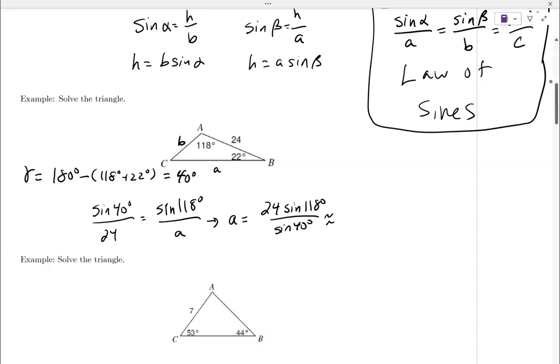Again, this is important: make sure your calculator's in degree mode. All of these problems with solving triangles will ask you to do it in degrees. What do you get? It won't be degrees, it'll be the length of a side, right? 32.96. Is that what others got?